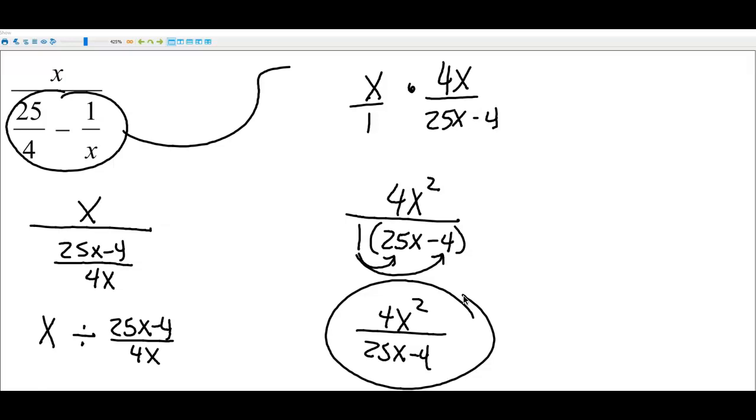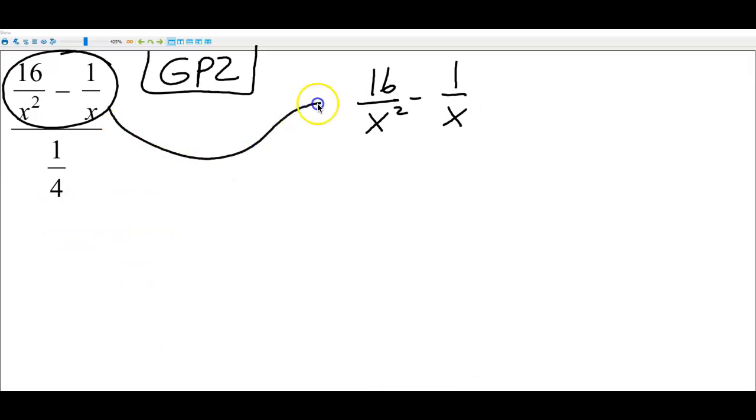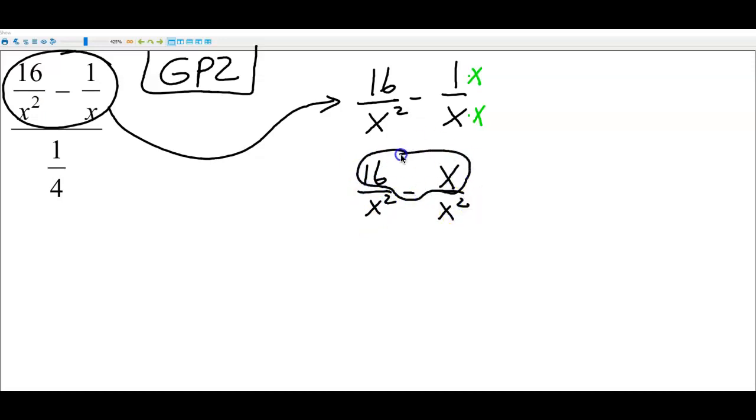All right, let's go ahead and try a guided practice with that. So go ahead and write down this example here. So the first thing we want to do is get a common denominator. Now, all you need to do is multiply this side by an x to get your common denominator. That's all you need to do. So we have 16 over x squared minus 1x over x squared. And we can't combine those, but we can just put a minus between them like that. So let's be 16 minus x.